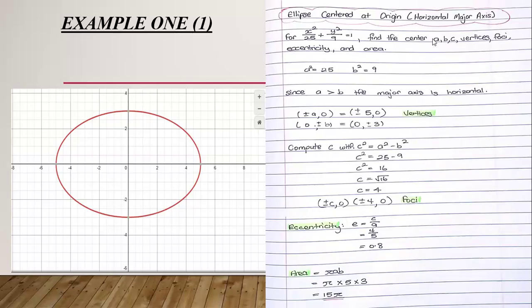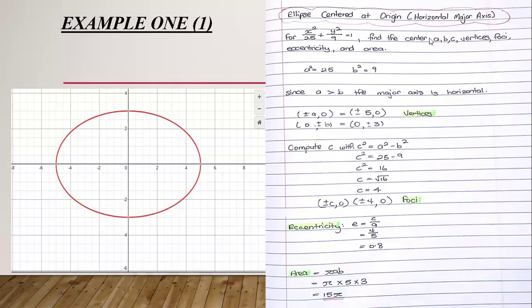Now we know a, we know b, but we need to find c. We use Pythagoras' theorem. We are given our a value and our b value, square terms here. 25 minus 9 gives you 16, square root of 16 gives you 4.